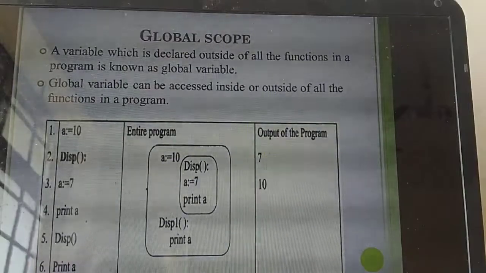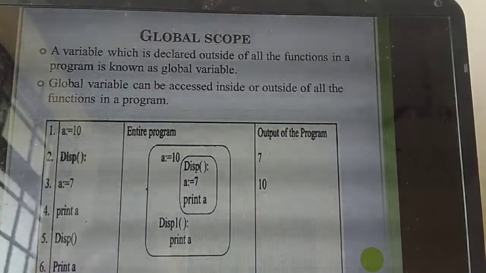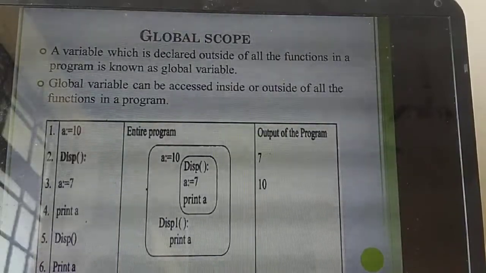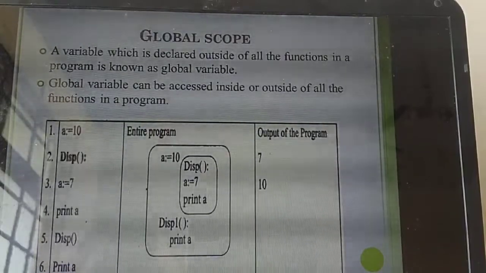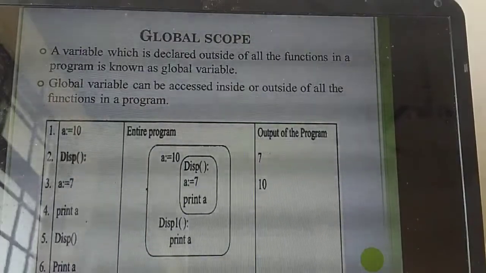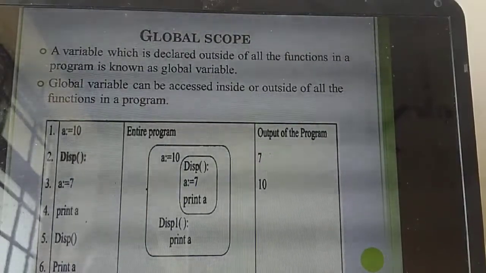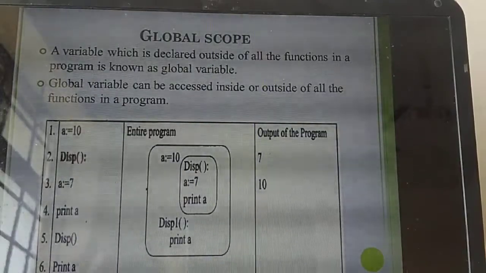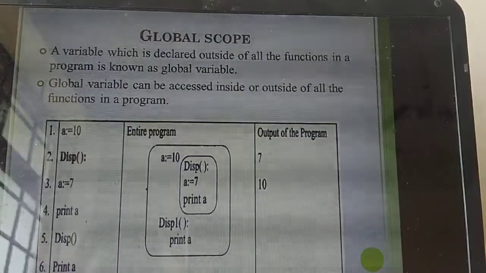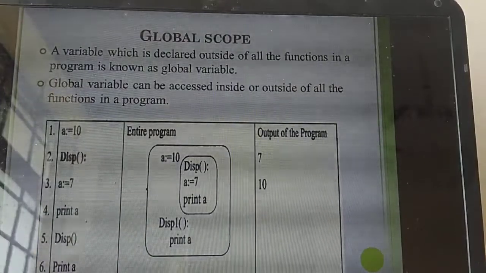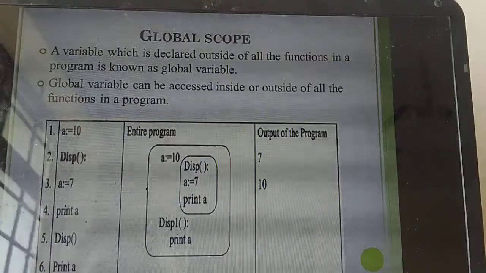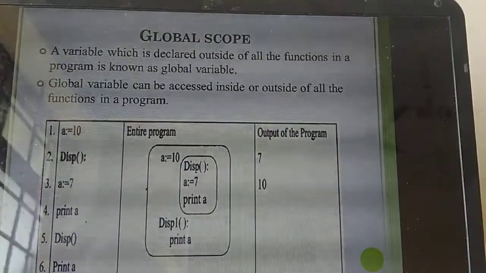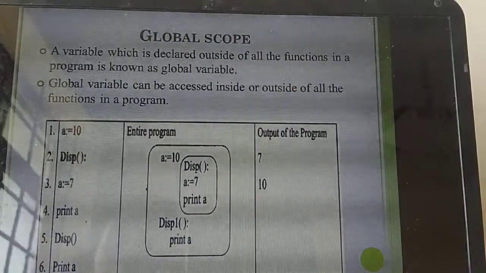But global scope is not like that. You can access the variable inside the function as well as outside the function. That variable is called which variable? Global variable. Understand? 2 points you said. What are they? The variable is declared outside the functions, and also you can access the variable inside as well as outside the function. That is called which scope? Global scope. Understand? See the program.